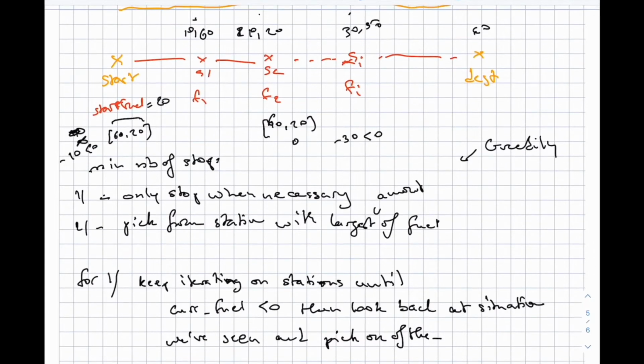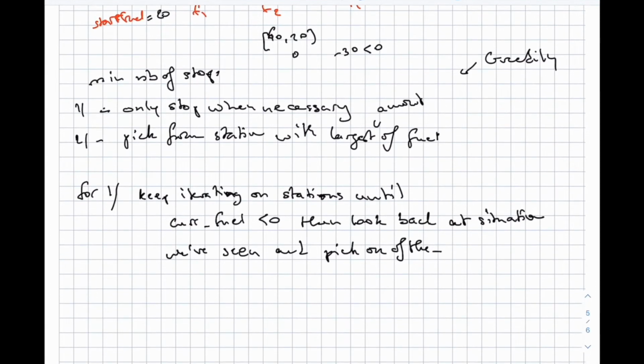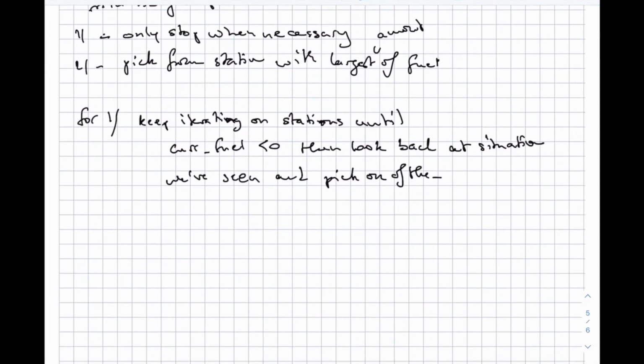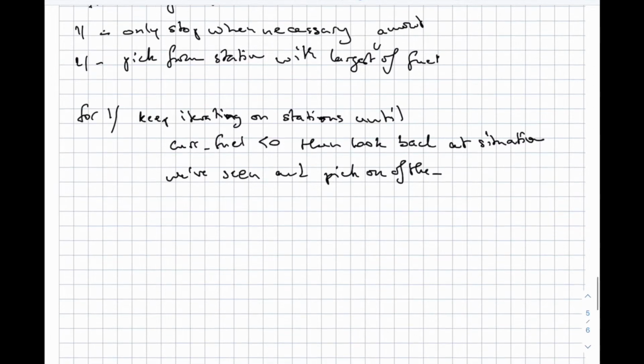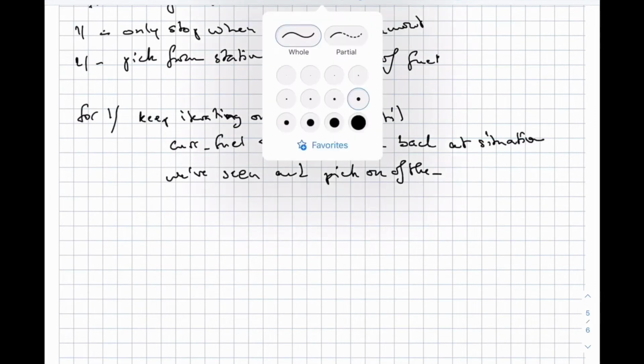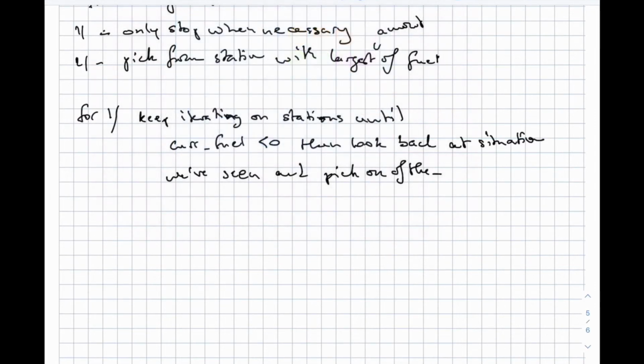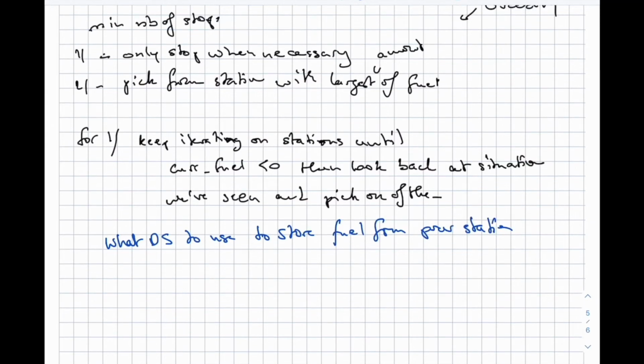So that's how we can implement the first one, which is only stop when necessary. So only when our current fuel is less than 0, we check our data structure that has the stations, and then we can pick from it. Now, the decision point here is what data structure to use to store fuel from previous stations.